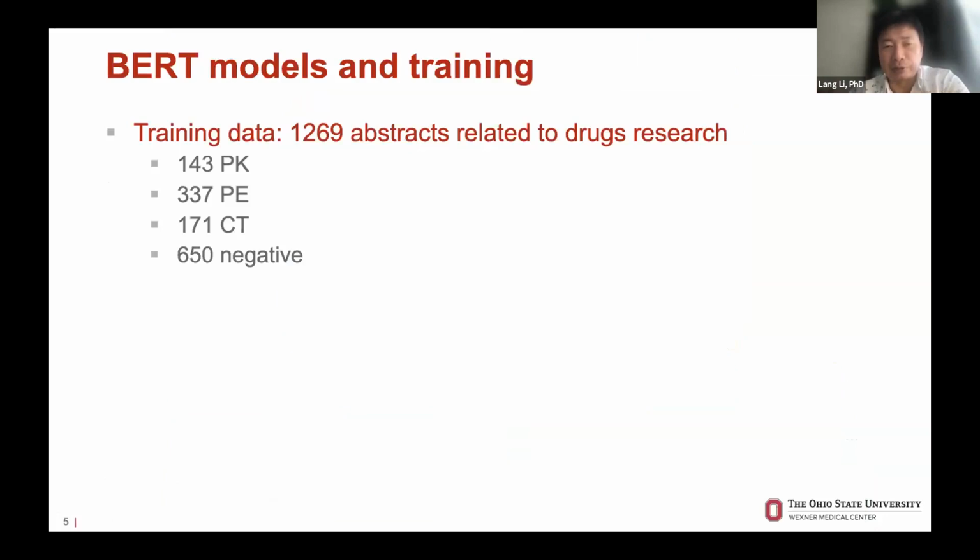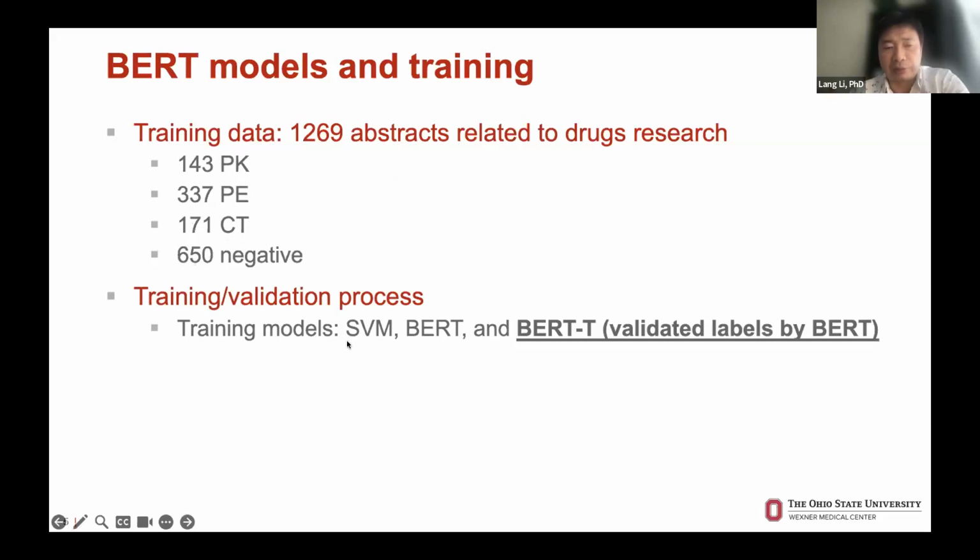Then we're using the pre-trained BERT model to do the prediction. We do have our own training data, which is about 1,269 abstracts related to drug research, 143 of them PK, 337 PE, and 171 clinical trials. And then there's another 650 negative papers, which don't belong to any of the three in our training data.